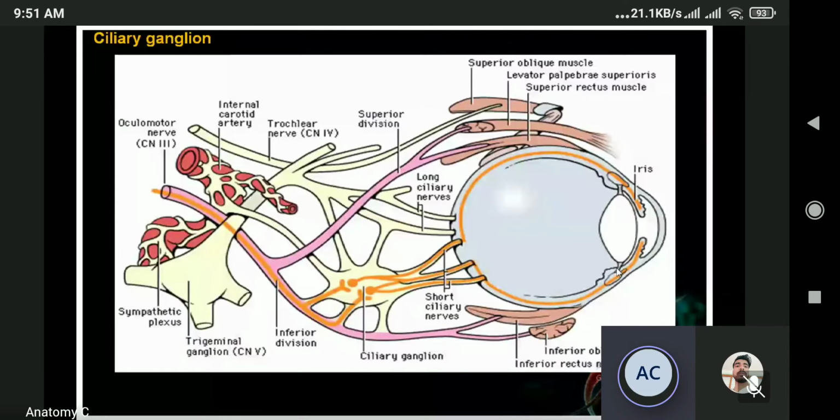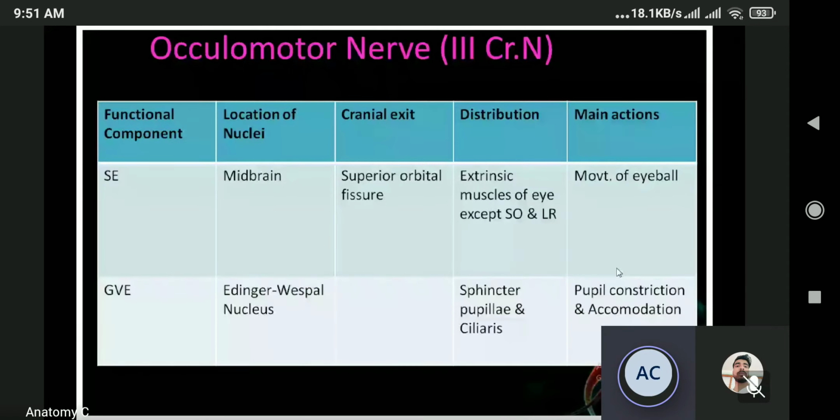Now, this is a summary for you. The oculomotor nerve. What is the function? What are the functional components? One is somatic efferent. Next one is general visceral efferent. Location: midbrain, motor nucleus, Edinger-Westphal nucleus.